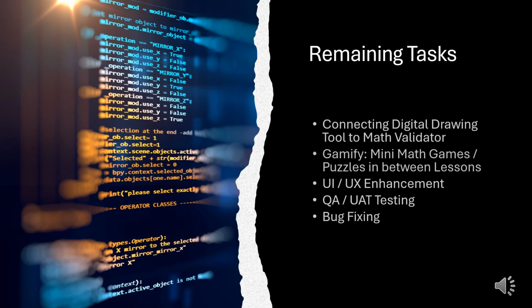Going over the completed tasks, it feels natural to go over the remaining tasks for this project and this whole engineering design class. Again, we're going to want to connect the digital drawing tool to the math validator. This is going to allow us to take user inputs and validate the mathematics that they're writing. This expands our application to tablets as well as other forms of input from the user.